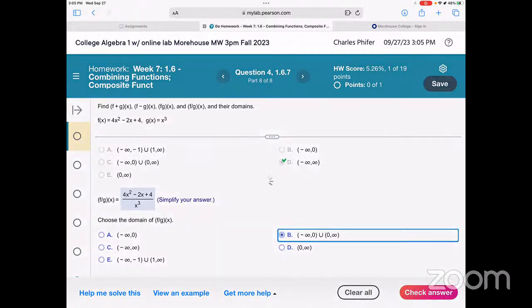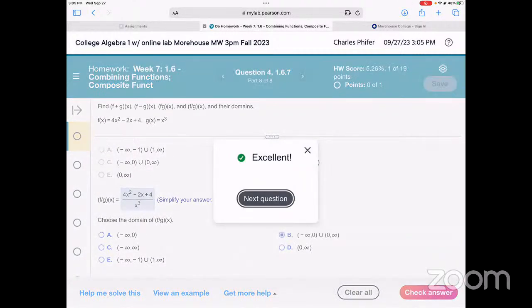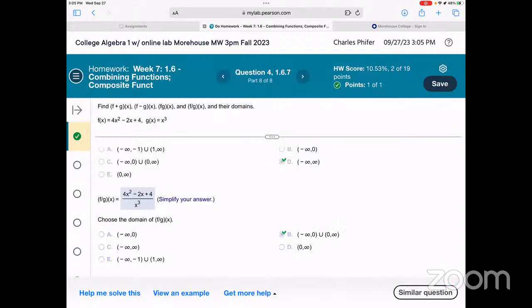Okay. Hey, Google, give me a random number between 1 and 19. 17.